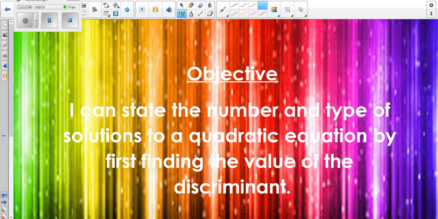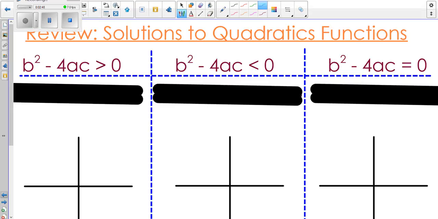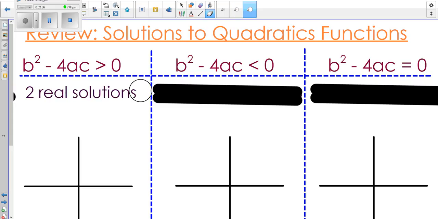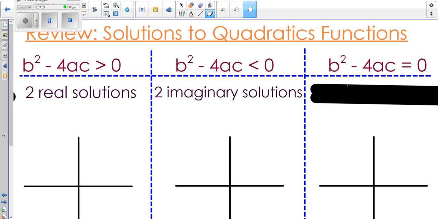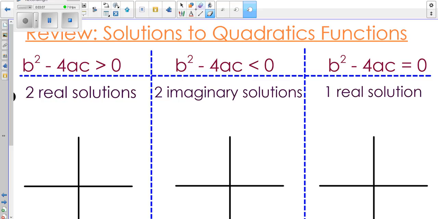Alright, so the objective for today is pretty much what you guys just did, which is: I can state the number and type of solutions to a quadratic equation by first finding the value of the discriminant. Again, I'll review. You don't need to write this down. You should have this written down somewhere. Just remember that anytime your discriminant is greater than 0, it means you have 2 real solutions. If your discriminant is less than 0, you can't take the square root of a negative, so you have 2 imaginary solutions, and if your discriminant is 0, then you have 1 real solution.